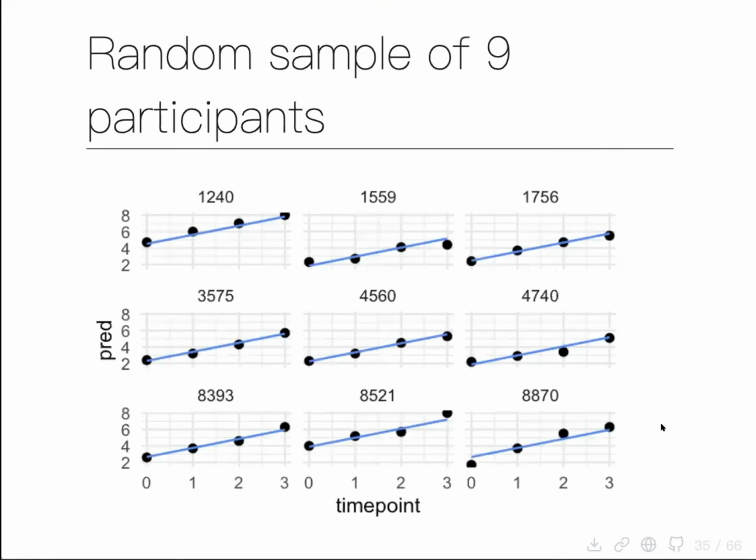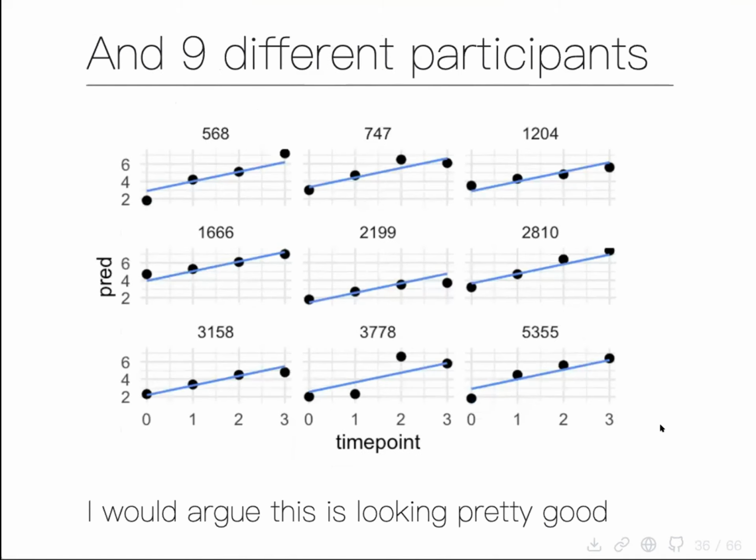Okay, so let's look at this a little bit deeper though. So here's a random sample of 9 participants, okay? And again, I'm not echoing the code. We will get to these plots next week, okay? On the y-axis, I have the model prediction. And then on the x-axis is the time point, 0, 1, 2, 3. And you can see the blue line represents what the model is predicting, and those points represent the observed score for each student, okay? So this is a random sample of 9 students. Here's a different random sample of 9 students.